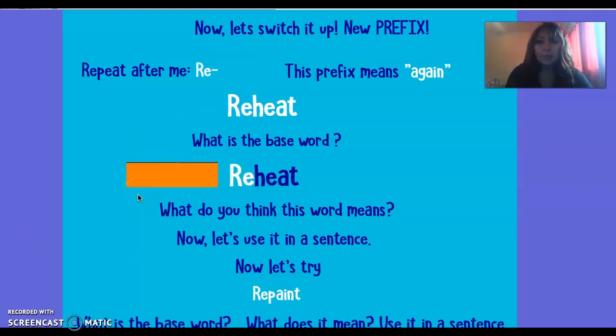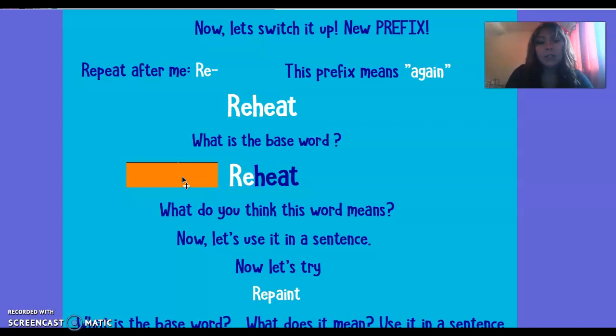Now let's switch it up. Let's talk about another prefix. Repeat after me. Re. This prefix means again. So say the word reheat. What is the base word in reheat? Good. If you said heat, you are correct. That is the word I already know.